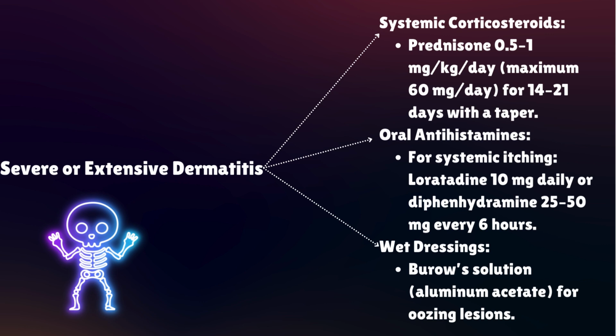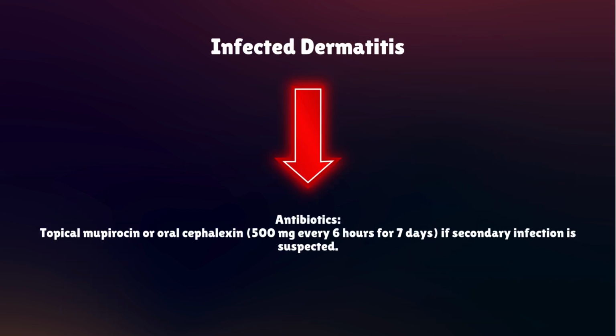Severe or extensive dermatitis: systemic corticosteroids, prednisone 0.5 to 1 mg/kg/day, max 60 mg per day, tapered over 2 to 3 weeks. Oral antihistamines, loratadine 10 mg daily or diphenhydramine 25 to 50 mg every 6 hours. Wet dressings, Burow's solution for oozing lesions. Infected dermatitis: topical mupirocin or oral cephalexin 500 mg every 6 hours for 7 days if secondary infection occurs.